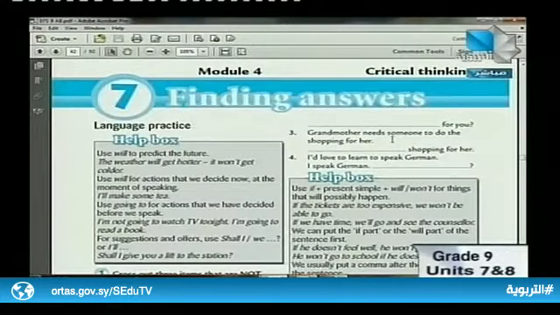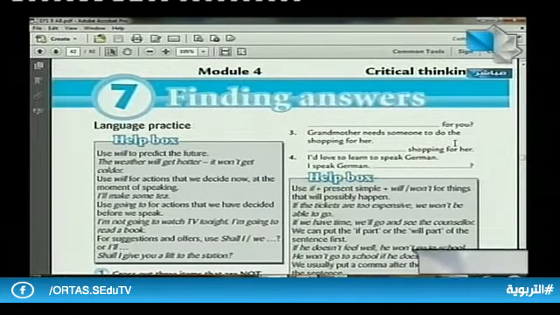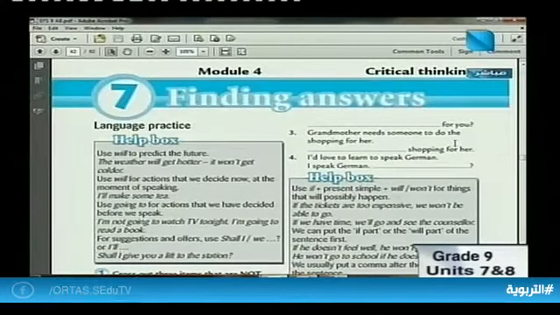Number 3, grandmother needs someone to do the shopping for her. I will do the shopping for her. In this exercise, we have an affirmative sentence. That's why I'm not going to use a question. So I cannot start with shall here. I have to say I'll do the shopping for her, right? I'll do the shopping for her. And the last one?